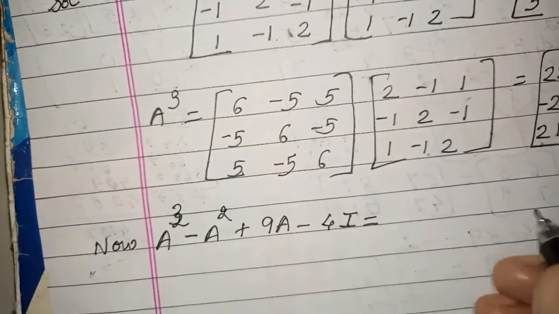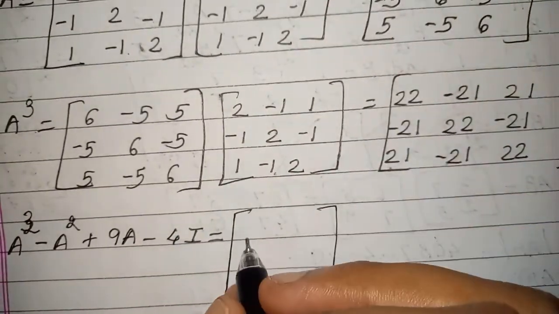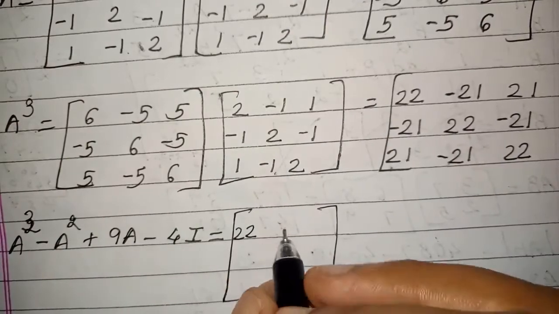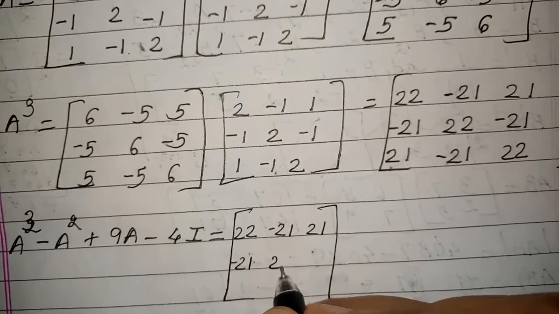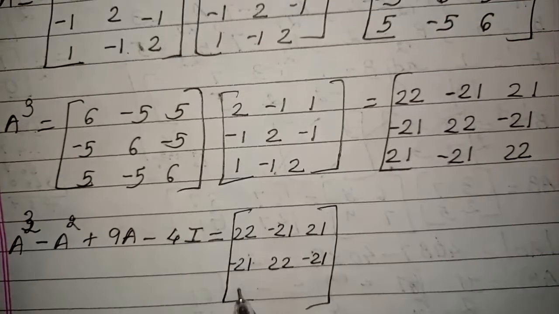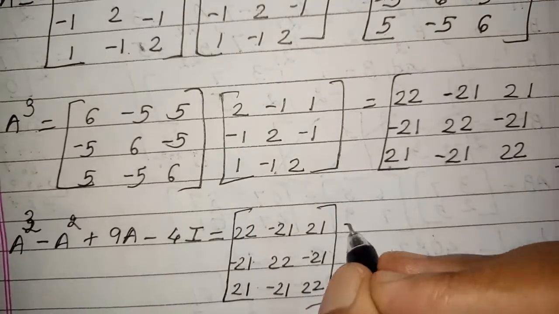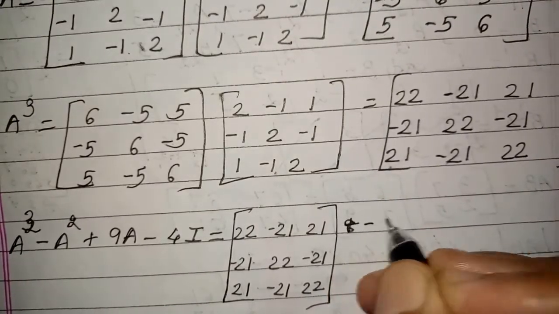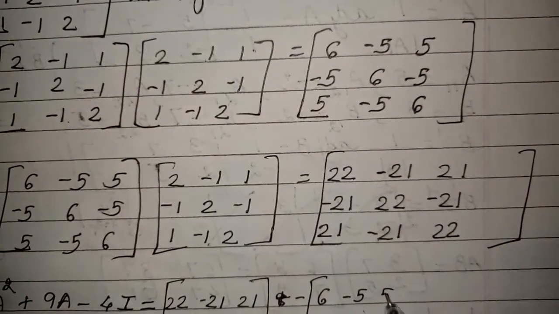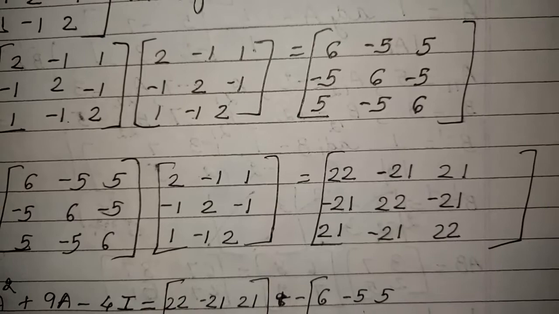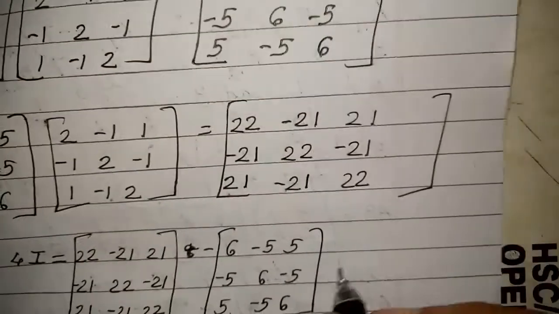You are going to substitute and check whether it is 0. Okay, what is my a cube? I have just found now. 22 minus 21, 21. Minus 21, 22 minus 21. 21 minus 21 and 22. Plus a square, sorry, minus a square. Minus a square is what? This one. 6 minus 5, 5. Minus 5, 6. Minus 5. 5 minus 5 and 6.